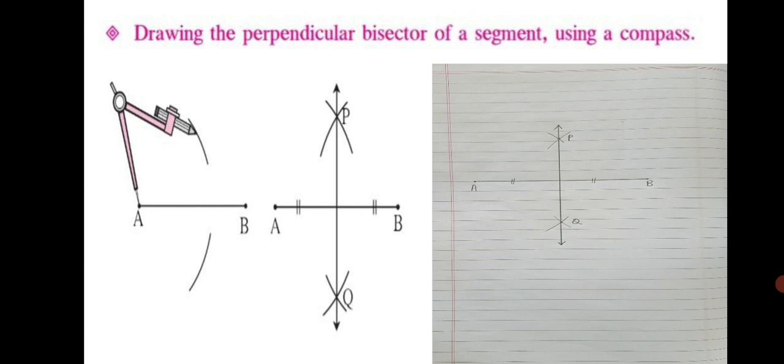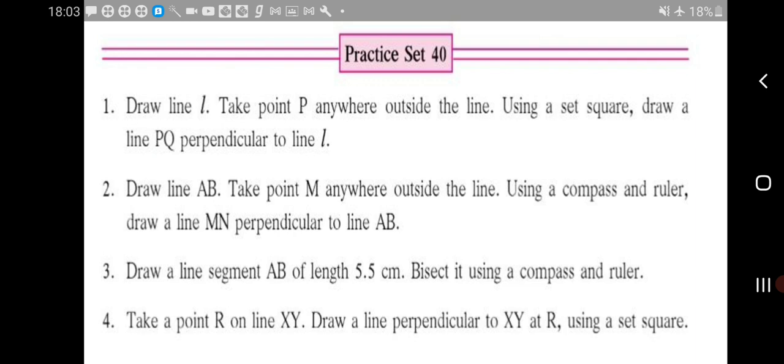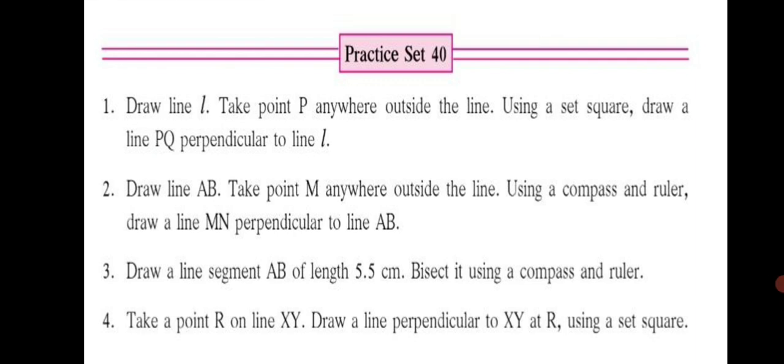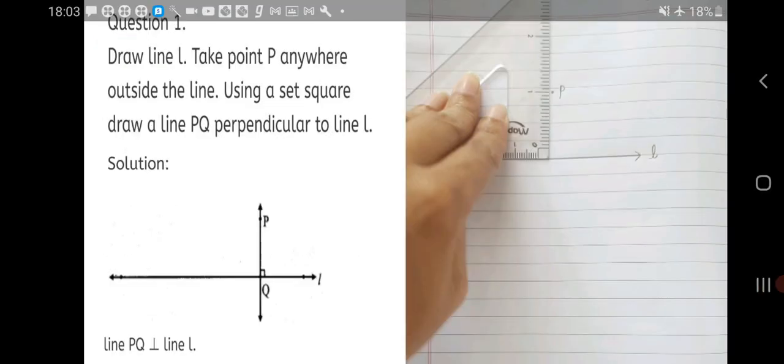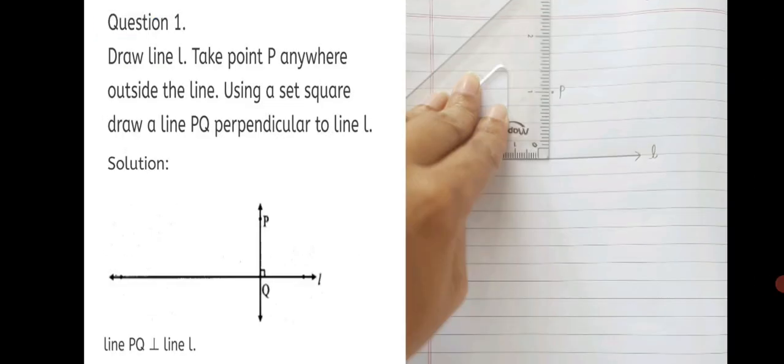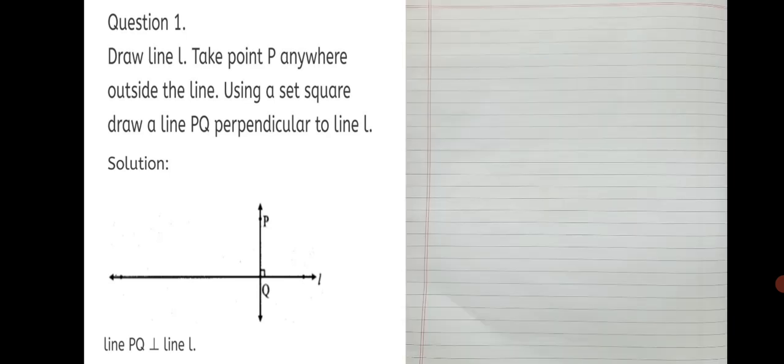With this, we can begin with our practice set number 40. So, you have altogether 4 questions in practice set number 40. Let's start solving them one at a time. Question number 1. Draw line L. Take point P anywhere outside the line. So we have to draw one line L. Take point P anywhere outside now. And using a set square, draw line PQ perpendicular to line L. You can see the solution. Let's see how we can do it actually.